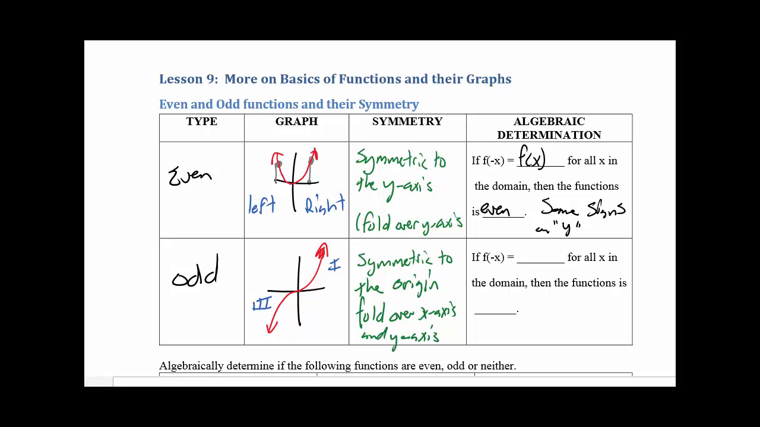In an odd function, if f of negative x is going to equal negative f of x for all x in the domain, then the function is odd. So going back to the graph, if I take any ordered pair in one quadrant, I should find a mirror point in the other where the x's would be the same, but the y's would be the exact opposite of each other. So opposite y's.